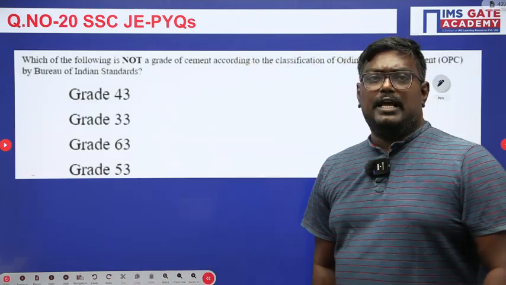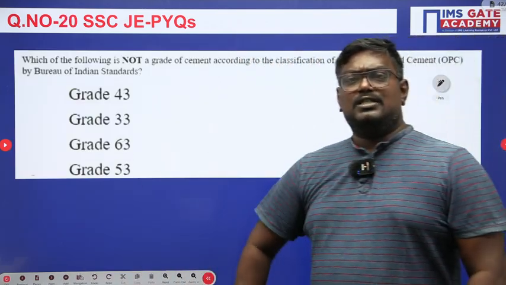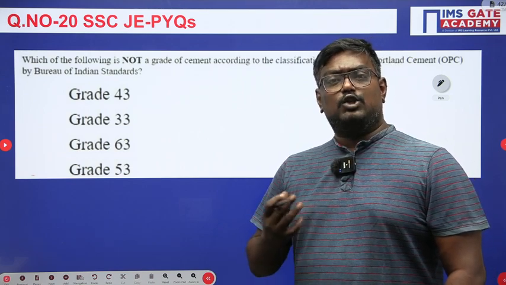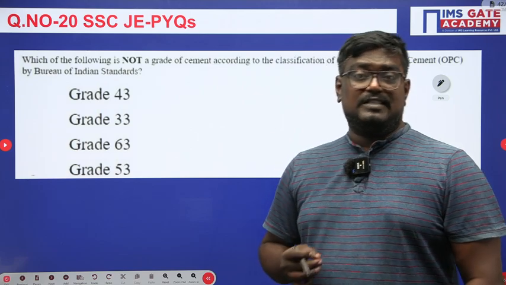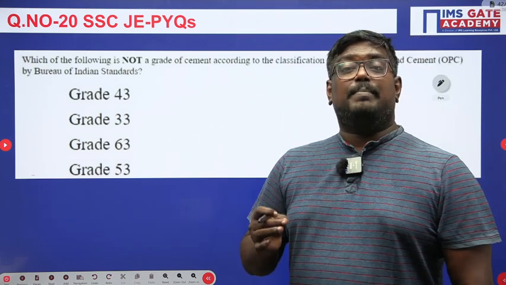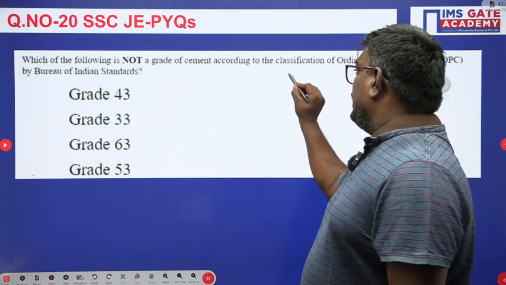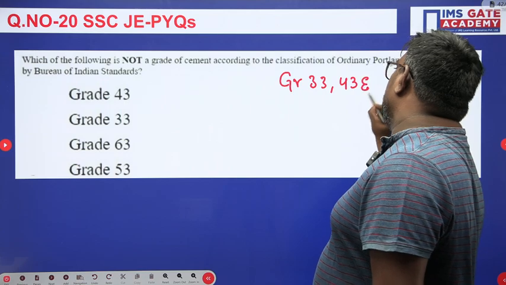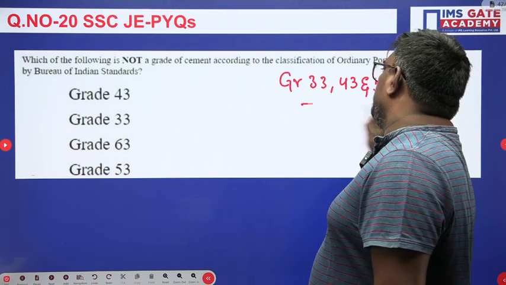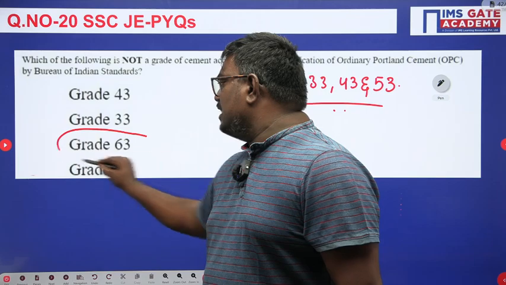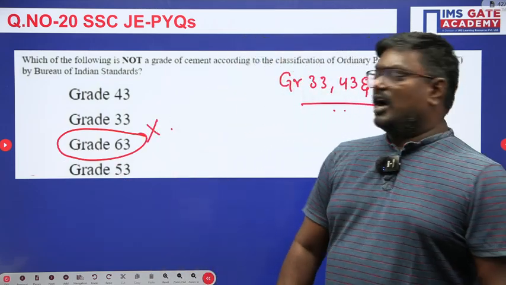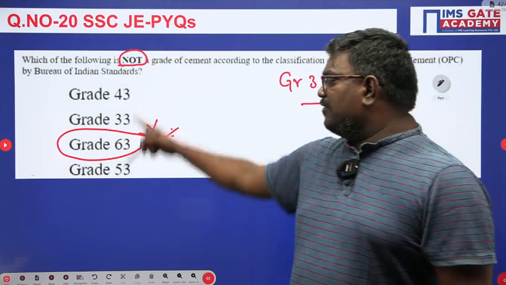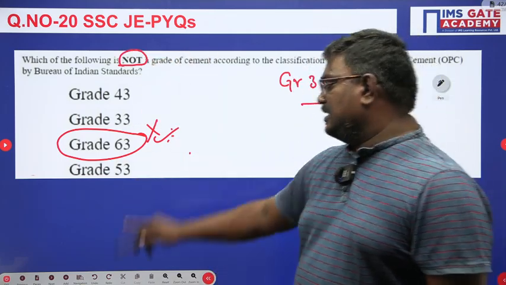Now, which of the following is not a grade of cement? Actually, see students, the grade of cement is based on specific surface area. What do you mean by specific surface area? It is the surface area of cement particles present in unit weight. If you talk about grade of cement, you will talk about grade 33, grade 43 and grade 53. But here, my dear students, grade 63 is there. So it is not at all a grade of cement. So option C is the right answer because he has asked which of the following is not a grade. 33, 43, 53 are grades of cement. So 63 is not a grade of cement.